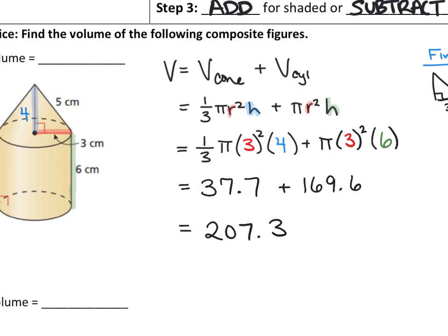Back to when we did area, what did I make you put at the end of every problem? The units, what are we measuring in? And since this is volume, it's a three-dimensional measurement. We're going to cube centimeters. So 207.3 centimeters cubed. Not squared, that's area, 2 dimensions. 3 dimensions is cubed.